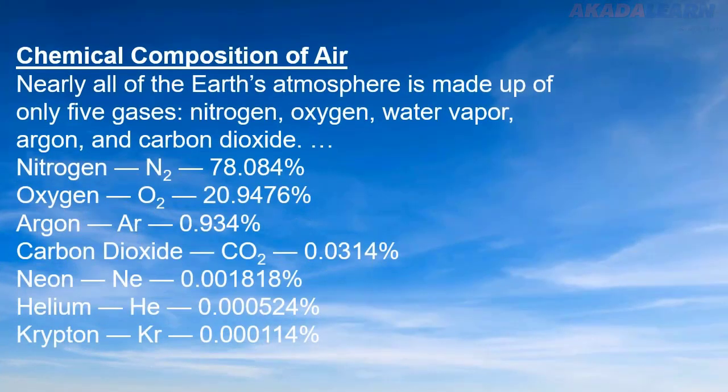Chemical composition of air. Nearly all of the Earth's atmosphere is made up of only five gases: nitrogen, oxygen, water vapor, argon, and carbon dioxide, in the following percentages. Nitrogen has 78%, oxygen has about 20.9%, argon has about 0.9%, carbon dioxide has about 0.03%, while neon has about 0.0018%, helium has about 0.0052%, and krypton has about 0.000114%.